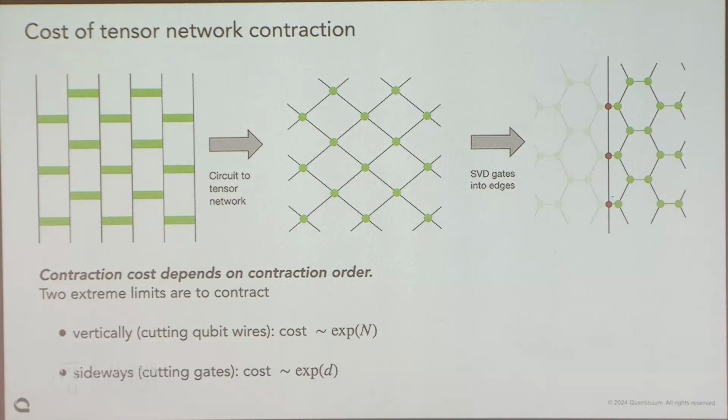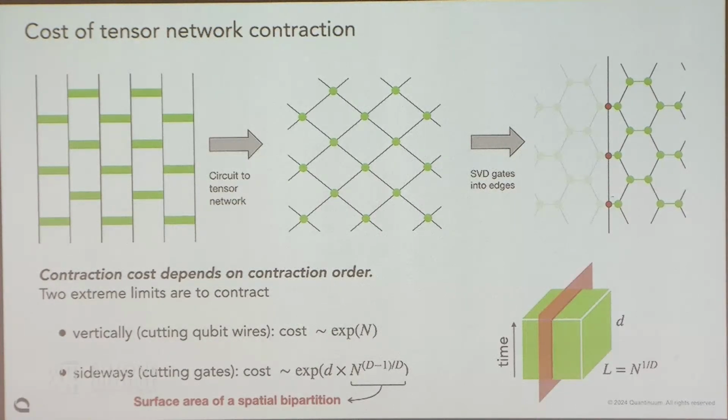Okay, so another strategy would be to contract the tensor network sideways. So to contract everything to the left of this bipartition, for example. And if you do that, you can convince yourself that now the only things that cross this partition are the gates. And so the number of red dots is just set by the depth of the circuit. So if you contract it sideways, you expect in 1D the contraction cost to be exponential in the depth, but independent of the qubit number. This is all well-known stuff.